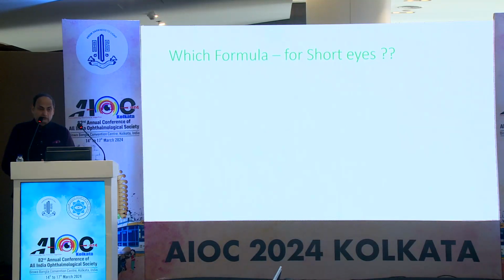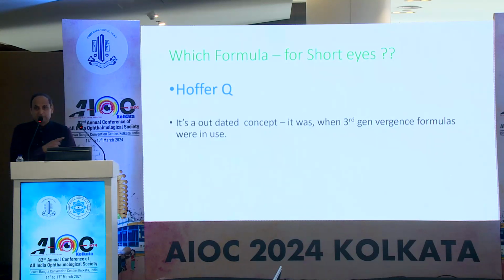So which formulae for short eyes? Well, Hoffer Q. How many would use Hoffer Q for a short eye? Everybody. Me also. Well, now listen to this, read this statement. Now it is an outdated concept. It was when third generation formulas were in use.